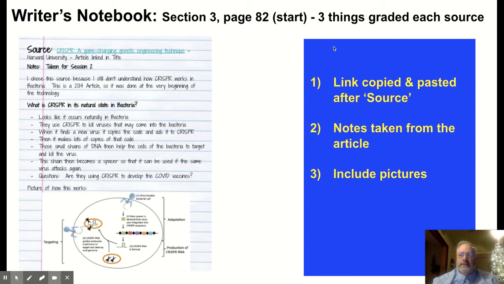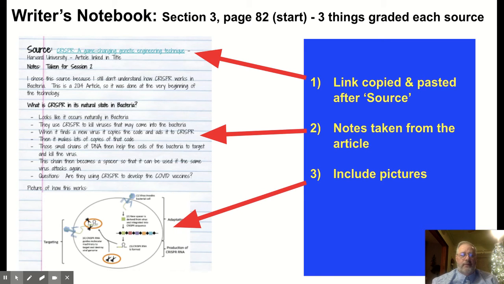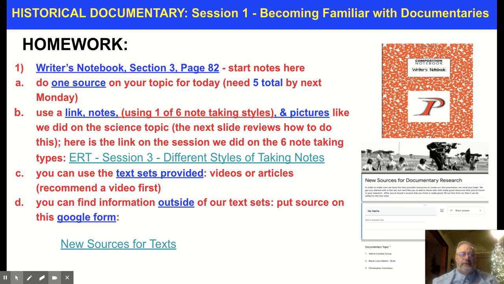And just like we did with our science notes, we're going to look for 3 things. The first thing is that you put the link up there, the notes in one of the 6 types of forms that we reviewed, and then include a picture of what you have or several pictures. Okay, so this would be from one source, and this is what we would at least like you to have done for today.